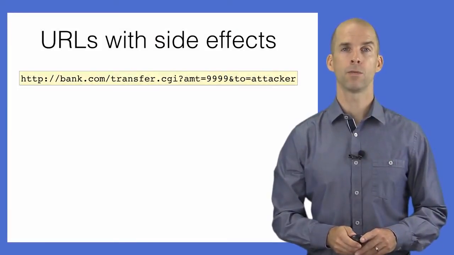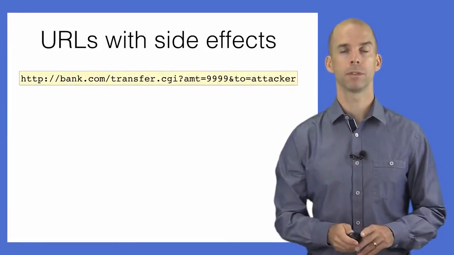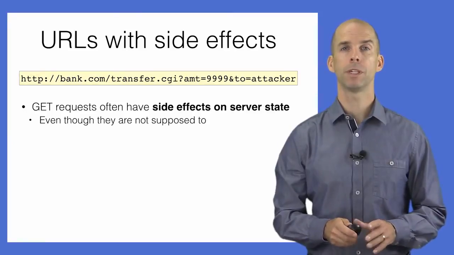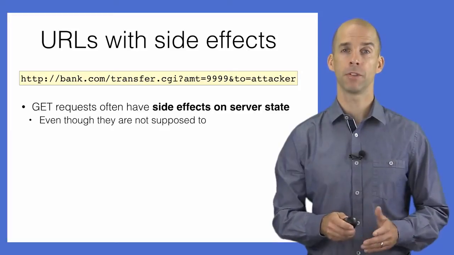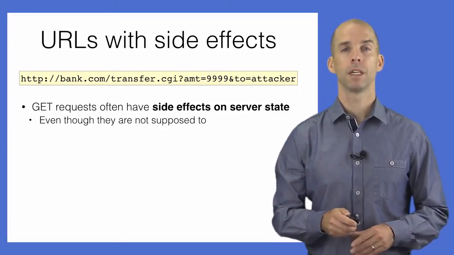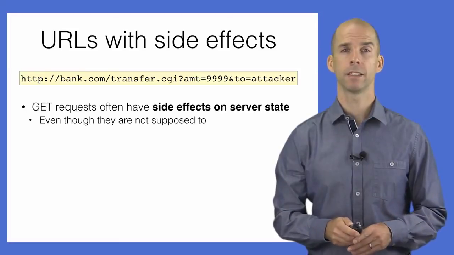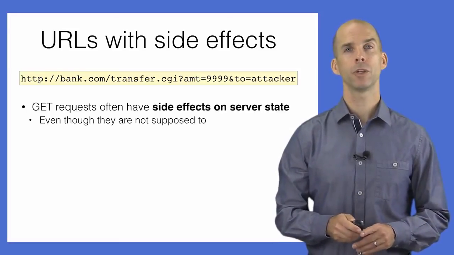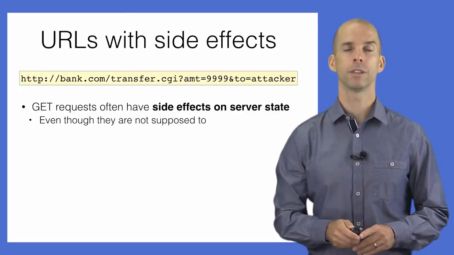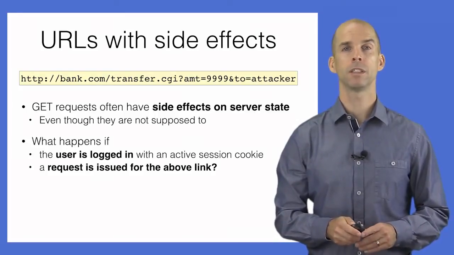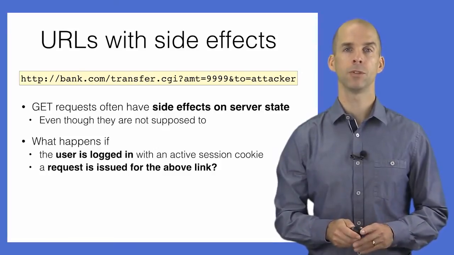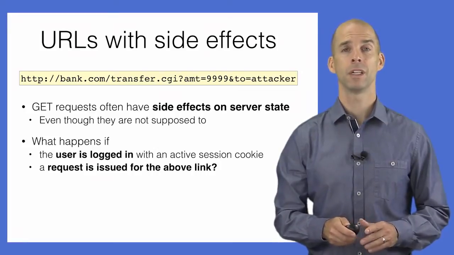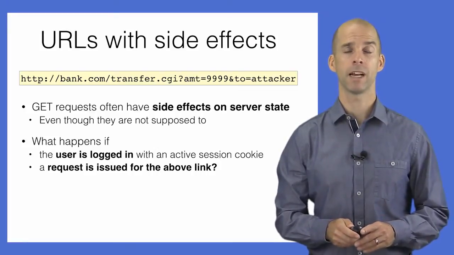Recall the two main kinds of web request, GET and POST. GET requests are meant to be reads of the server state. As such, they are not intended to affect modifications to that state. Nevertheless, they often do just that. With this in mind, consider the URL to the banking website shown here. Suppose a user is logged into this site with an active session. What if an attacker is able to trick the user into visiting this link? The outcome for the user is not good, an unintended bank transfer out of his account.